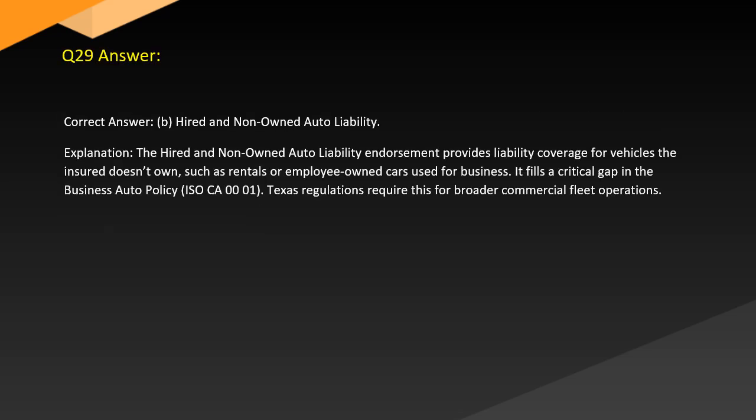Answer. Correct answer: B. Hired and non-owned auto liability. Explanation. The hired and non-owned auto liability endorsement provides liability coverage for vehicles the insured doesn't own, such as rentals or employee-owned cars used for business. It fills a critical gap in the business auto policy, ISO CA 00 01. Texas regulations require this for broader commercial fleet operations.